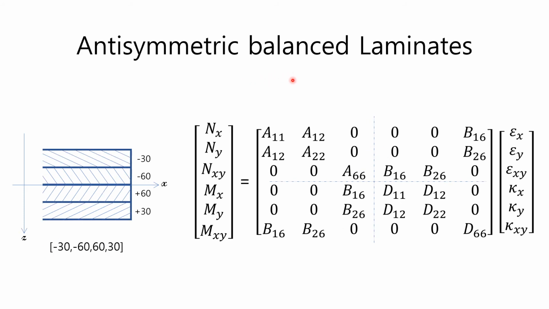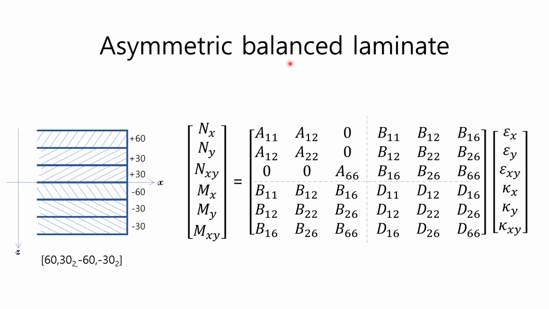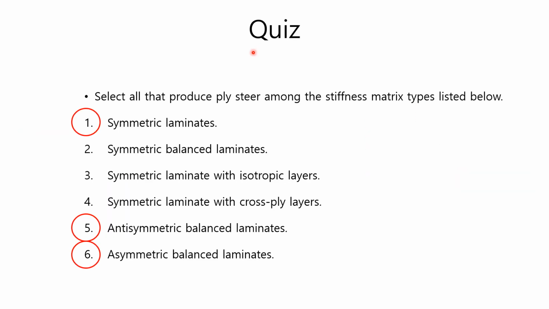In the antisymmetric balanced laminates, A16 and A26 are equal to 0, but B16 and B26 are not 0. Therefore, there will be a plies tear. In the asymmetric balanced laminates, A16, A26 are equal to 0, but B16 and B26 are not equal to 0. Therefore, there will be a plies tear. The answer to the quiz is symmetric laminates, antisymmetric balanced laminates, asymmetric balanced laminates.